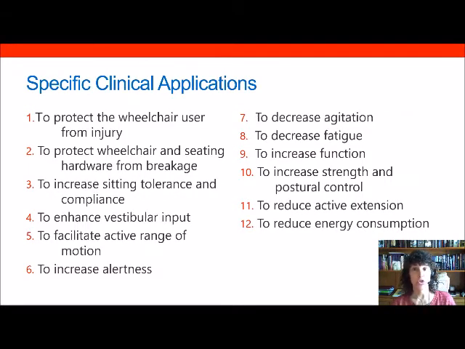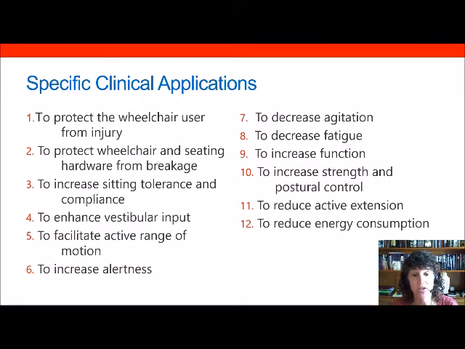Here's a list of more specific clinical applications, and again, we'll be going through these in more detail in some future brief videos, but let's just take a quick look. 1, we're protecting the wheelchair user from injury. 2, we're protecting the wheelchair and seating system, the hardware, the mounting hardware, anything associated with that chair from breakage.